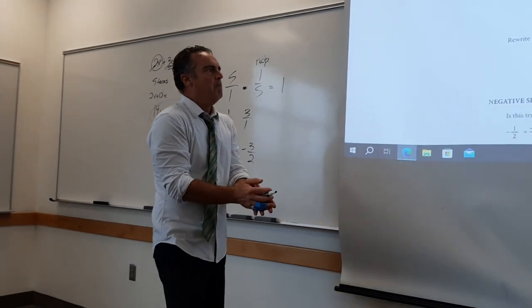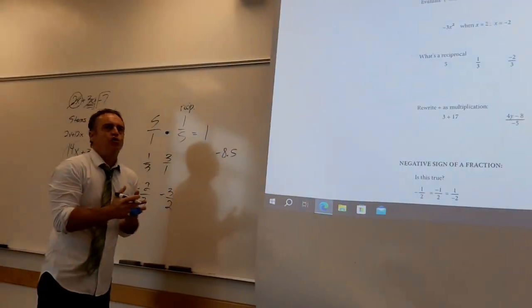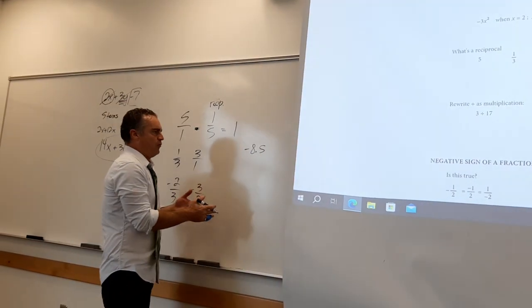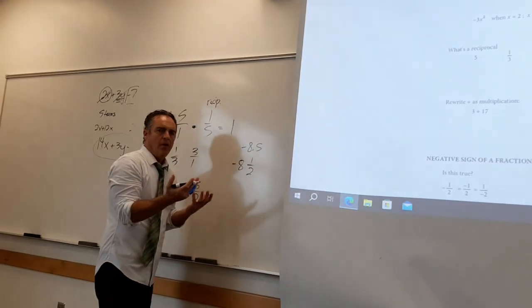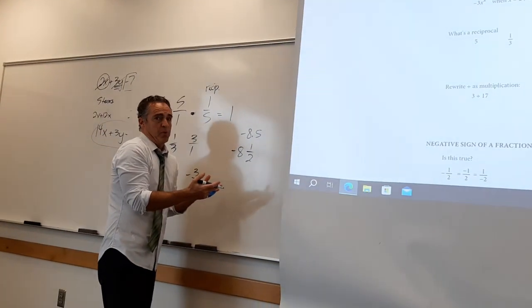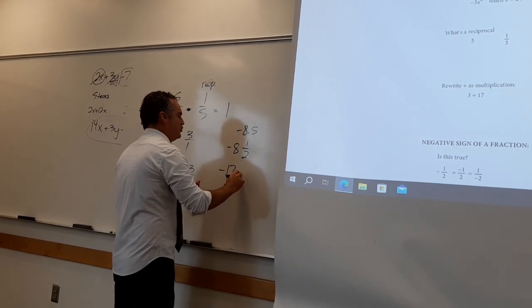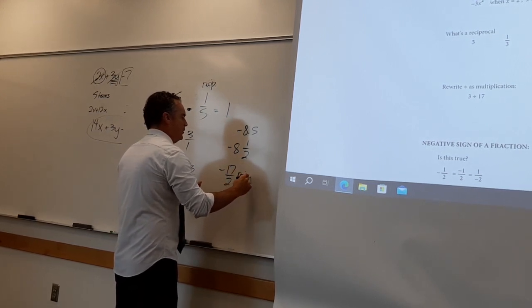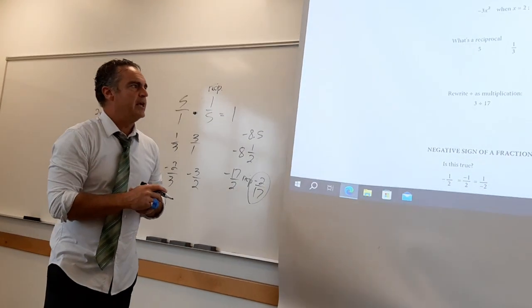Okay? Negative 8.5. You cannot do this one unless you convert it to a fraction. So this is negative 8 and 1/2, right? 0.5 is a half. But we really can't do it unless we go improper fraction. 2 times 8 is 16 plus 1 is 17. This is negative 17 over 2. So its reciprocal would be what? Negative 2 over 17. That's the reciprocal of negative 8.5.